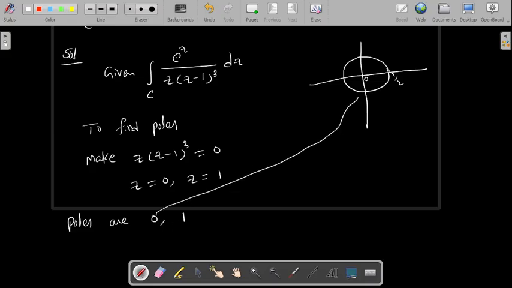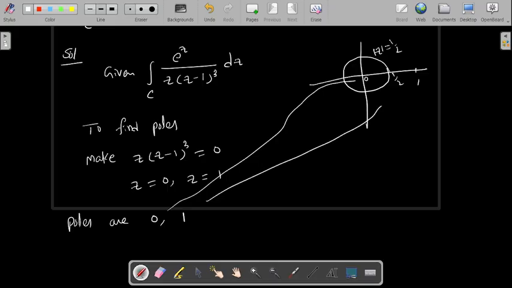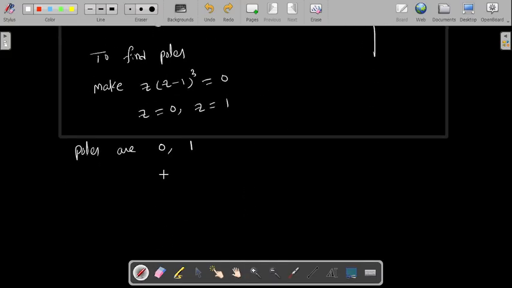So 0 is inside the circle, and 1 may be here. So this is 1. So the pole 0 is inside the circle, this is your circle |z| = 1/2, and 1 is outside of the circle. So you need to consider only the pole inside the circle. So the pole 0 is inside the circle. At this point we will find the residue of f(z) at the pole z equals 0.